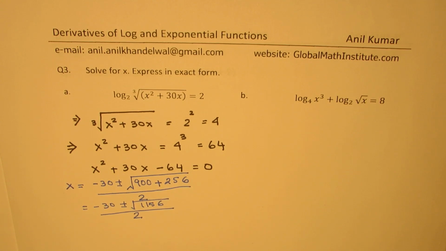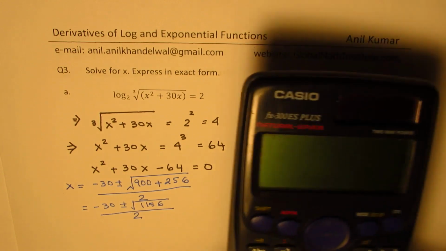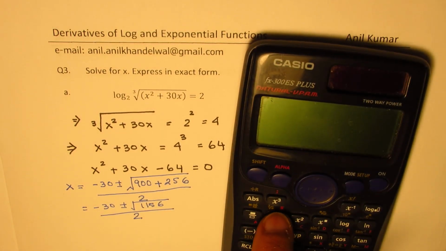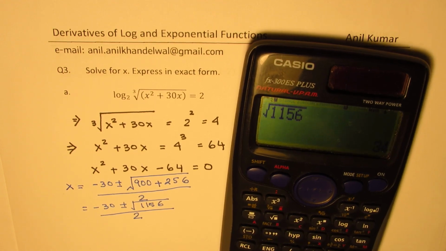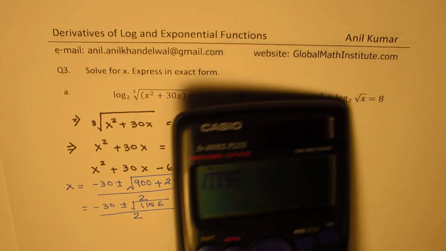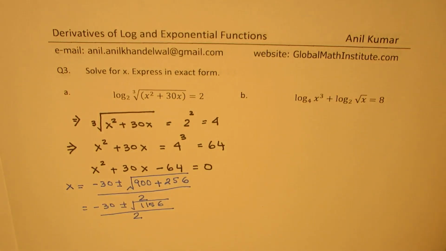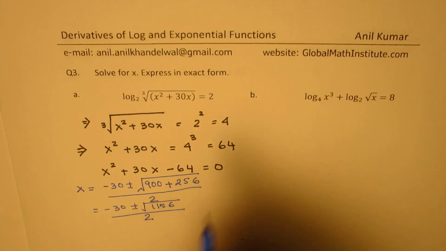Now, if the calculator is allowed, you can actually easily do this calculation. Let me show you what the square root of 1156 is. We have the square root of 1156 equal to 34, right? But if the calculator is not allowed, then how are you going to do it? That is the question. We have different techniques of finding this out.